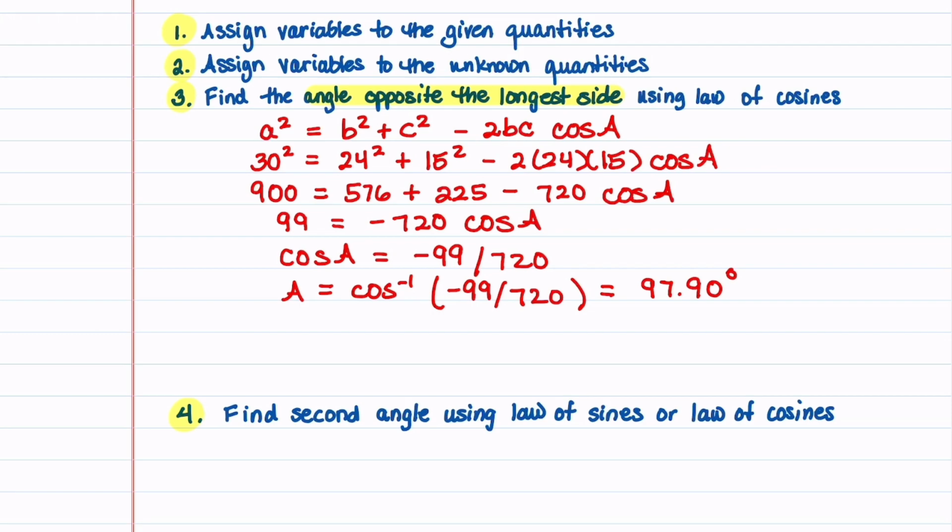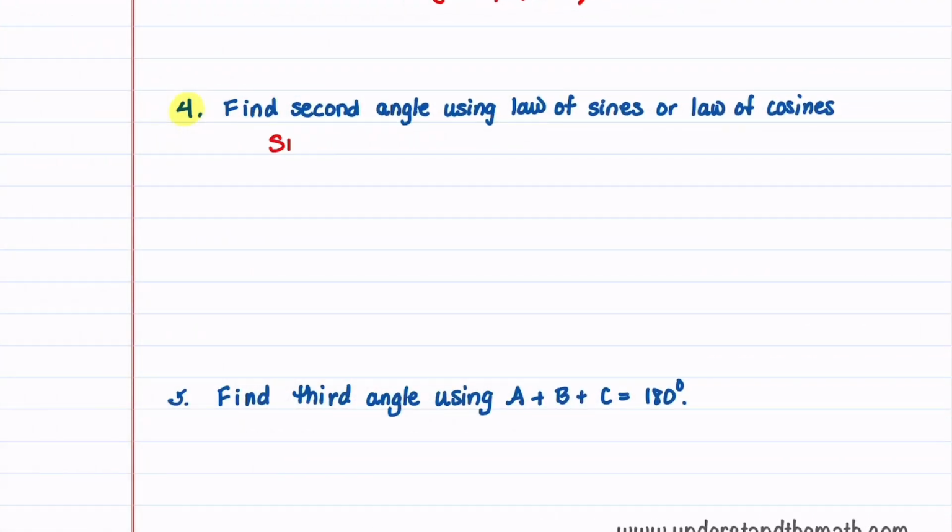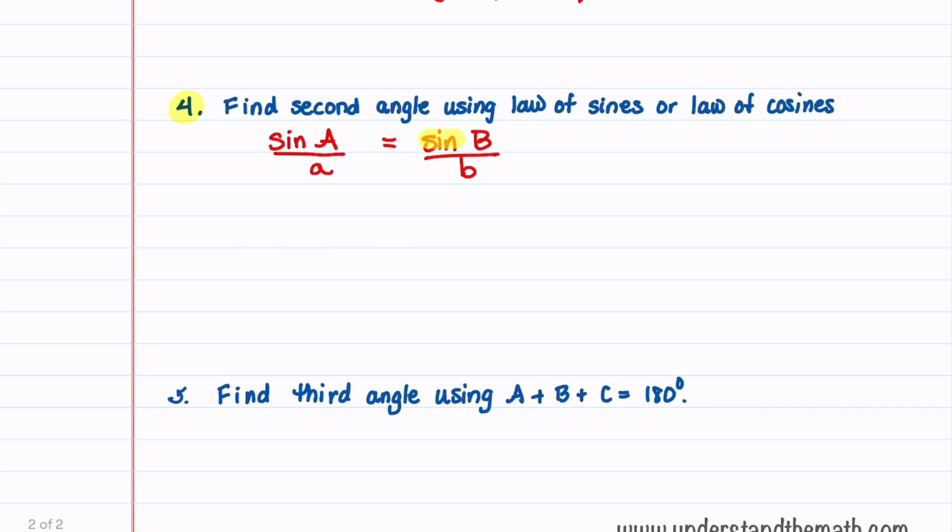Our fourth step is to find the second angle, which is angle B, and we'll find that using the law of sines. We could also find it using the law of cosines, but again, the law of sines is easier. The law of sines tells us that the sine of angle A over side A is equal to the sine of angle B over side B. We want to find angle B, so we'll first solve for sine B. Sine B is equal to B times sine of A over little a.